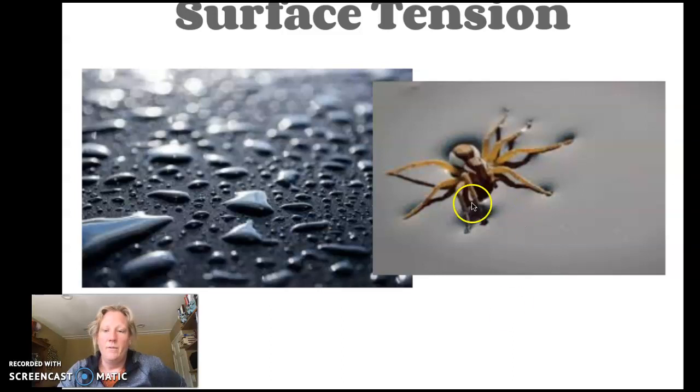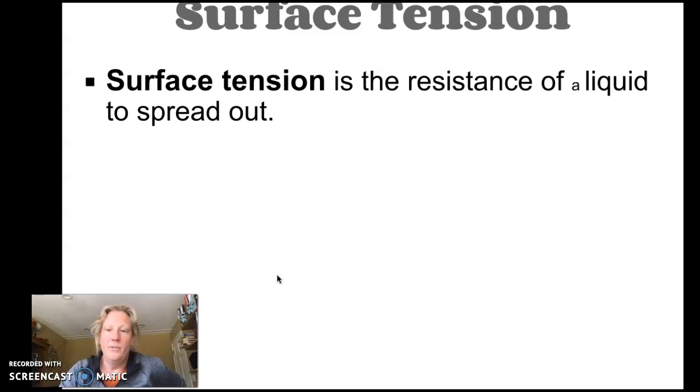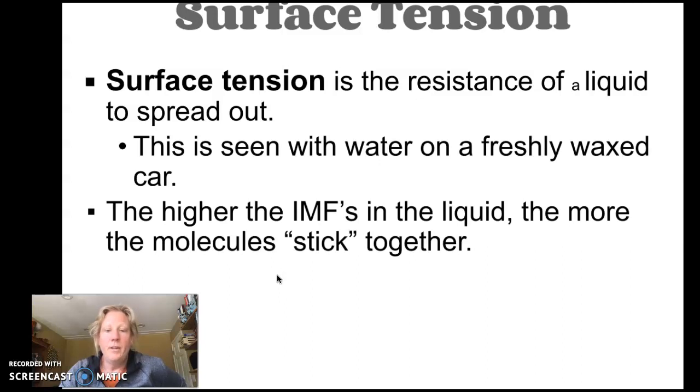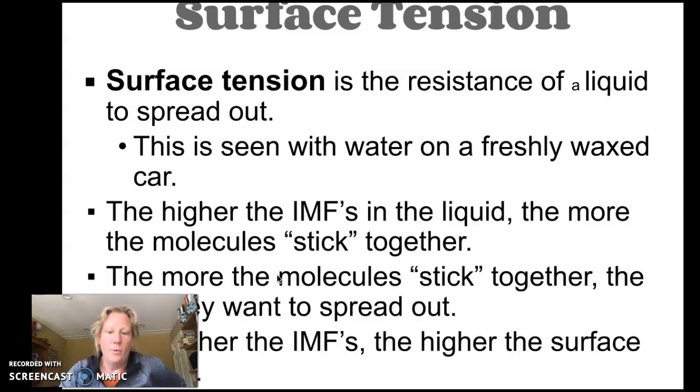Surface tension. If you've ever seen an insect walk across the water, or the water bead up on something, that is what surface tension is. We usually focus on water. It's the resistance of any liquid, but usually water, to spread out. It's because of those IMFs again. The water has strong IMFs, so the molecules want to stick together and not spread out. So the higher the IMFs, the more that beading up of the water is going to happen.